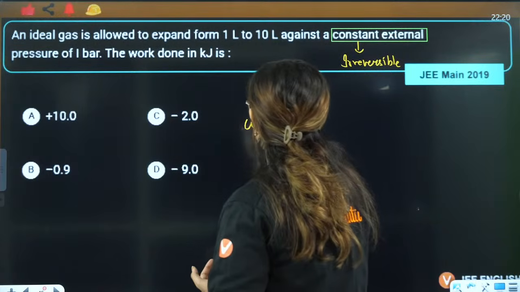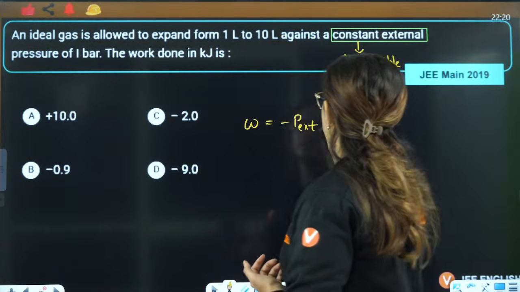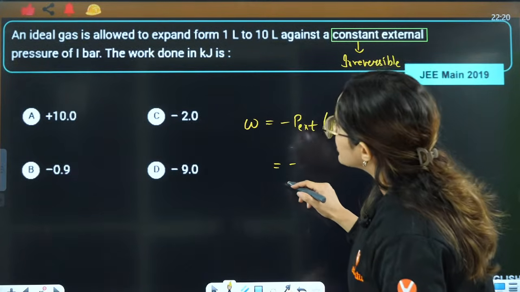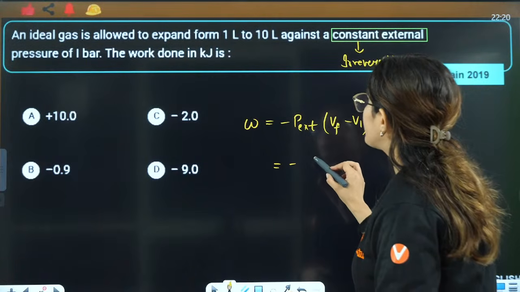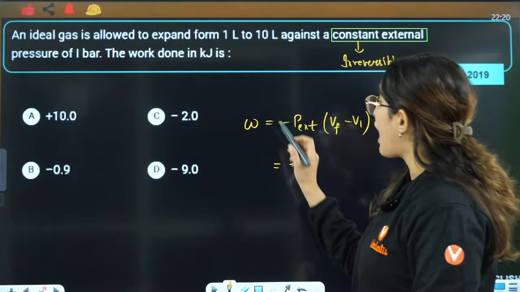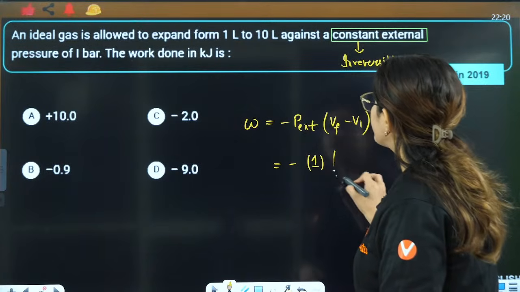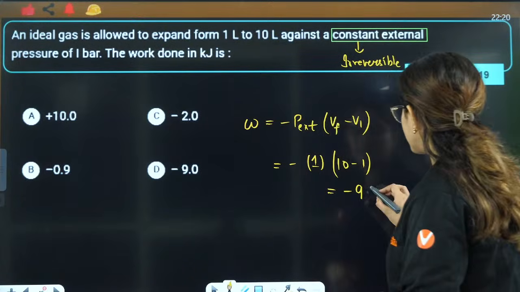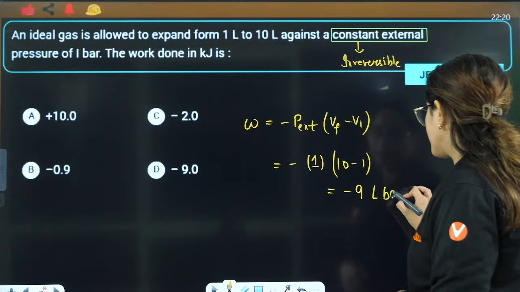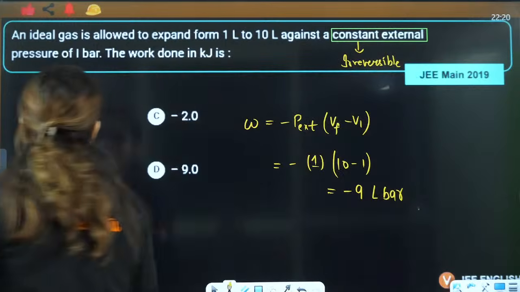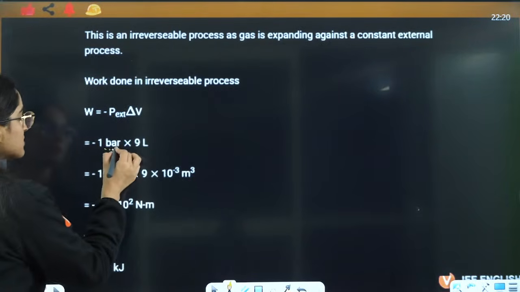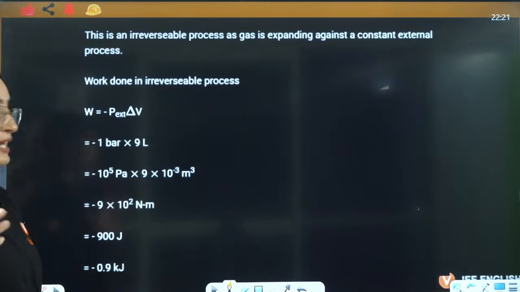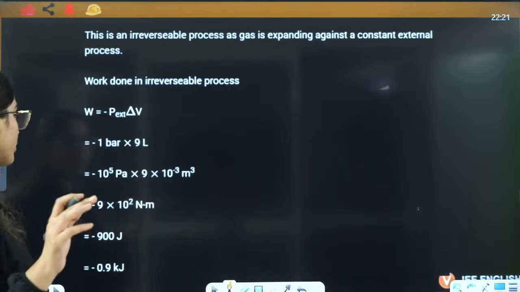So we know that work done is equal to minus P external times V final minus V initial. P external is given to be 1 bar. Now see, you have to calculate this in kilojoule. This is 1, final is 10 minus 1, that is going to be minus 9. But this is liter bar, and you must convert this liter bar into kilojoules. Let's see how to do that.